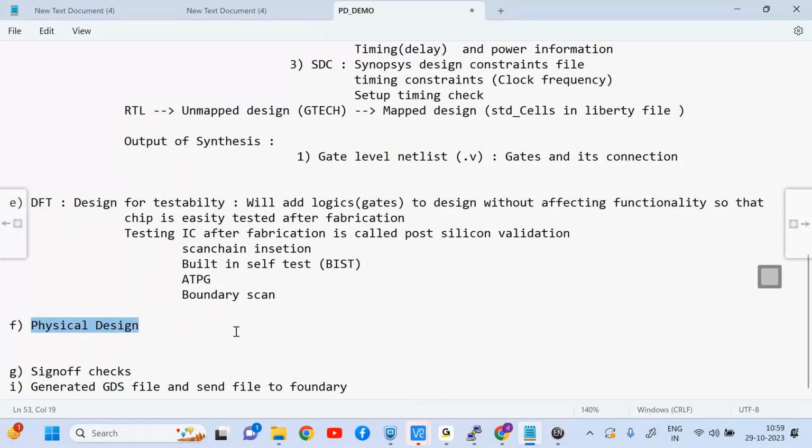Netlist is in what form? Gate level form, gates and their connections. Now we have to convert it into layout and its connections. That is our role. Gate level design converted to the layout level, converted to the physical level.